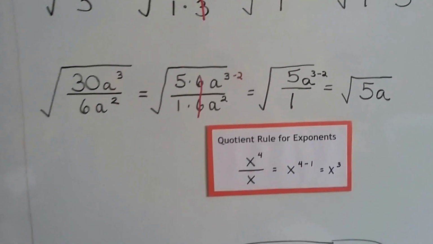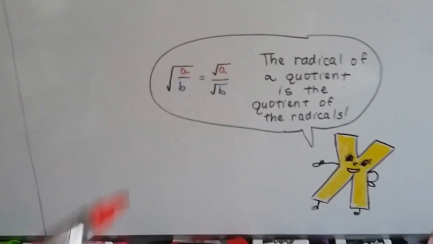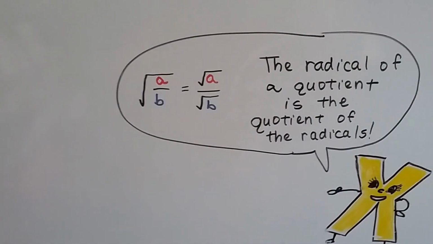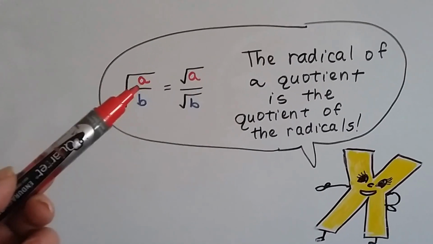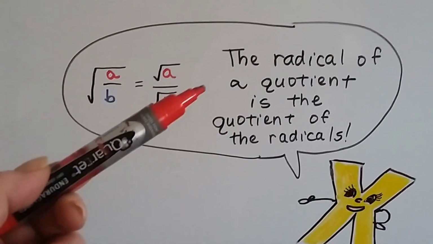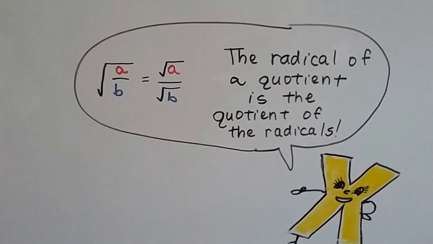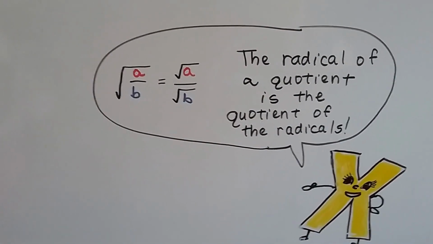All right? So there's a little saying, and it essentially just means this: the radical of a quotient is the quotient of the radicals. And a lot of times people can remember the division property for radicals by remembering this silly little saying: the radical of a quotient is the quotient of the radicals.